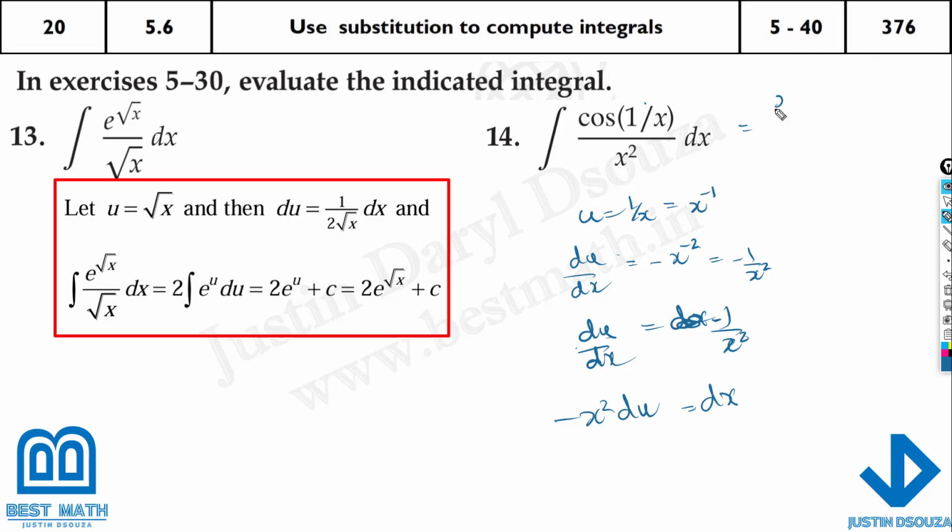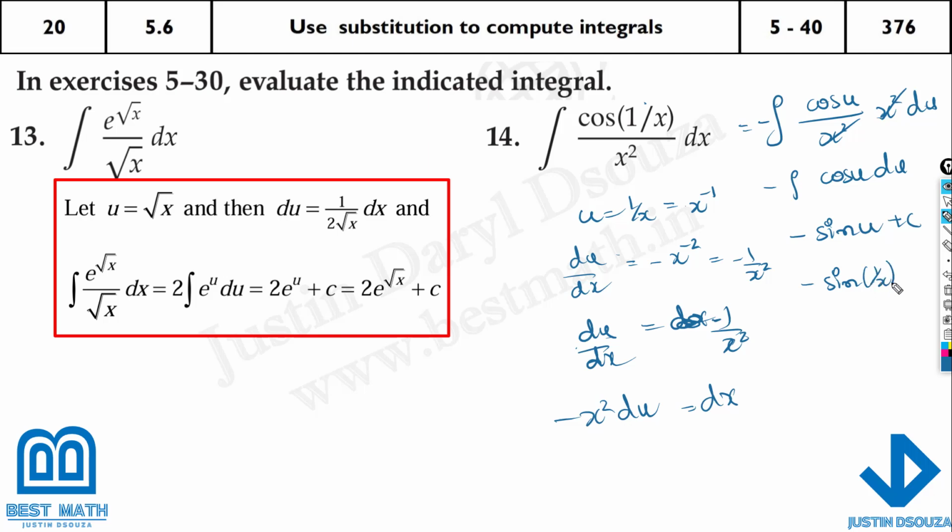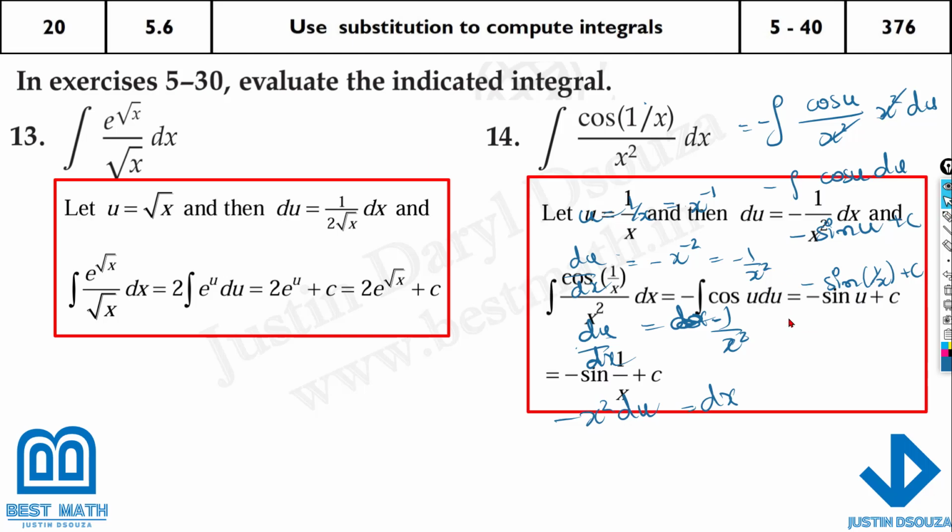Now let's substitute everything. Cosine u divided by x squared times minus, I'll write it outside, dx will be x squared times du. Now this cancels off. So you have just cos u du. And how do you integrate this? Cosine integration is sine. It will be minus sine, not x, it is u plus c. Now substitute back whatever was u value. It was supposed to be 1 by x. That is the answer. It should be negative sine of 1 by x plus c.